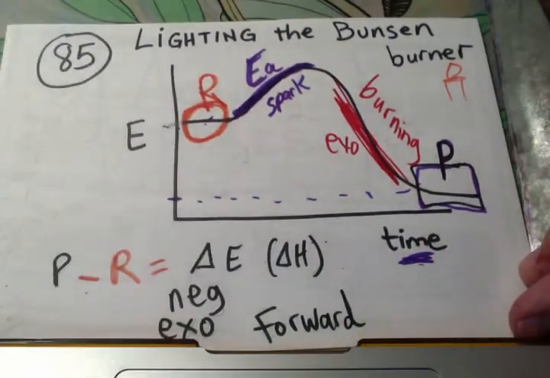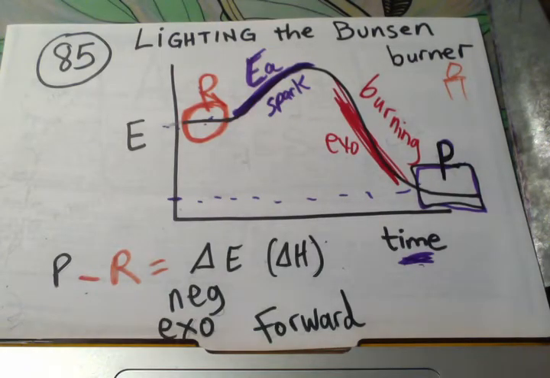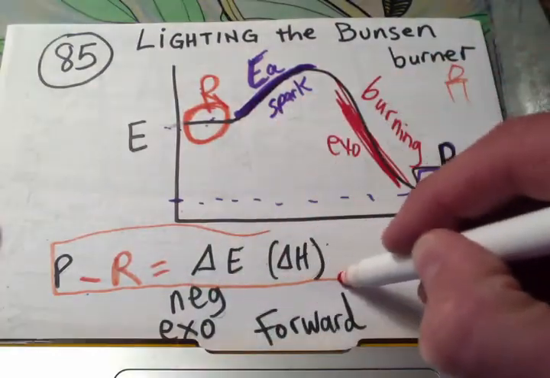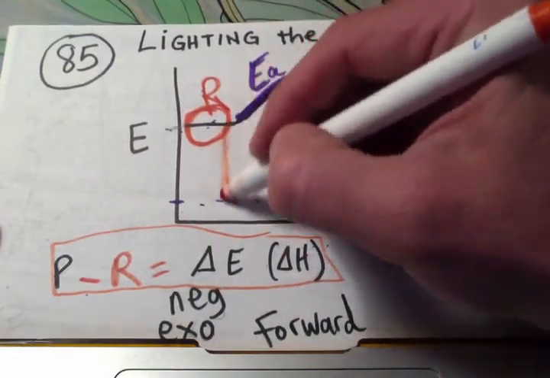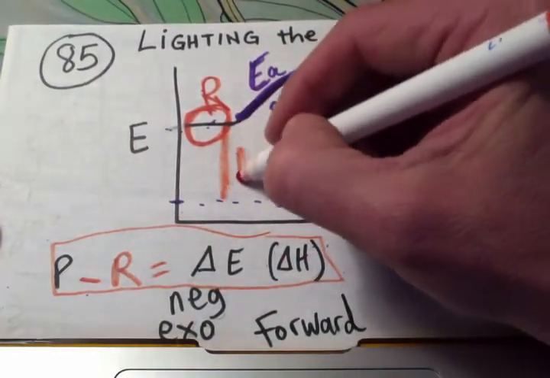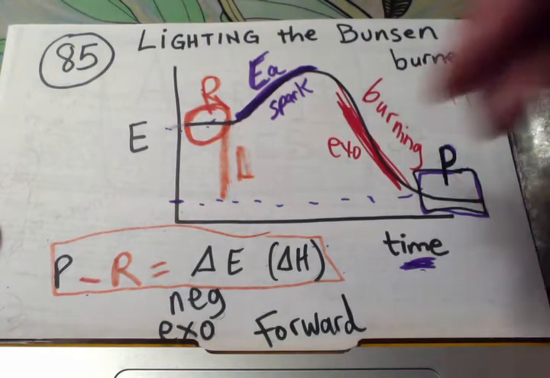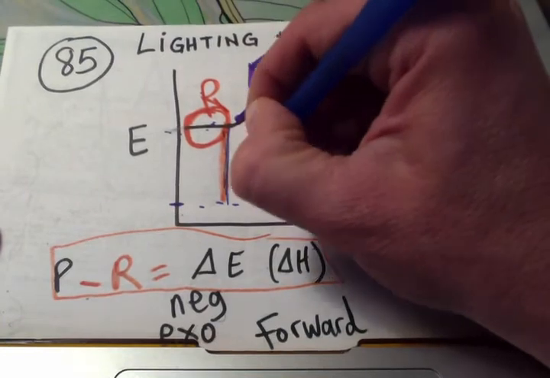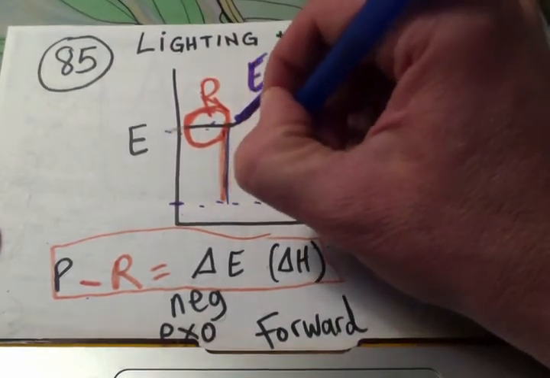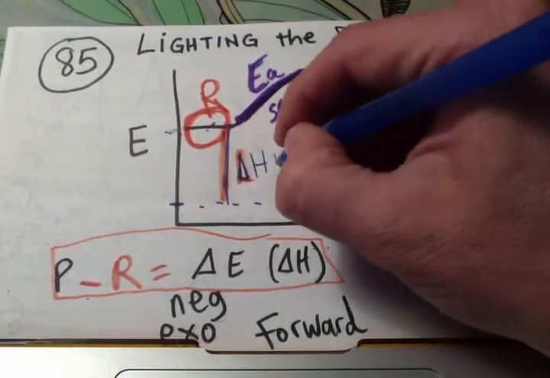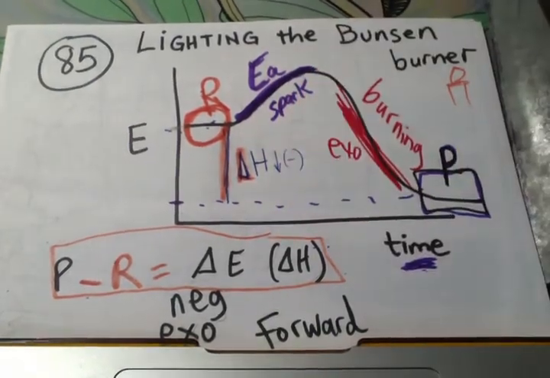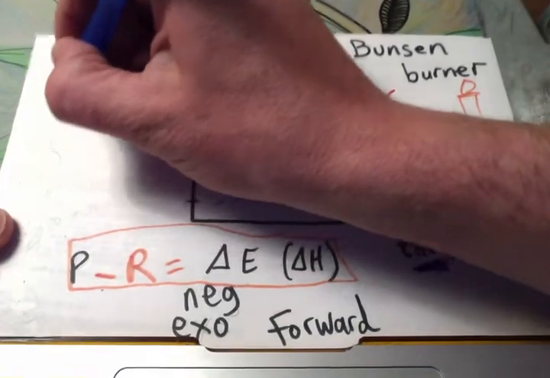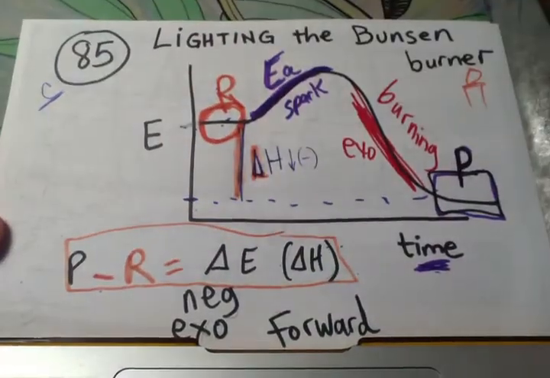Okay, so what was the question on 85? What is the delta H? Well, the delta H is this. It's products minus reactants. It's this right here. Let's get a better one. This right here is your change, your delta, your triangle in heat. And it goes down. That's why it's negative. That's why it's exothermic. So yeah, 85, that would be choice C.